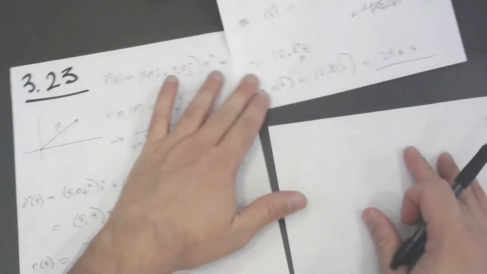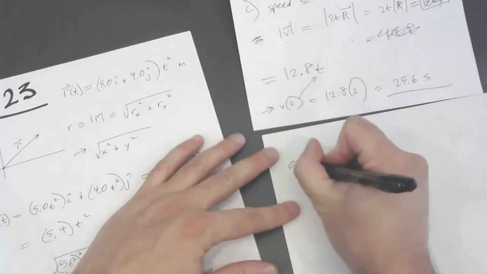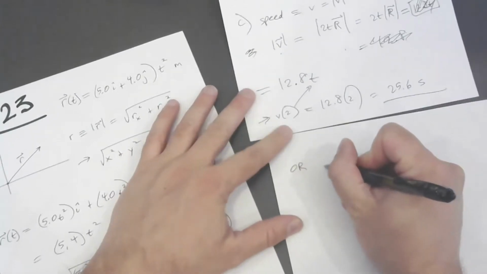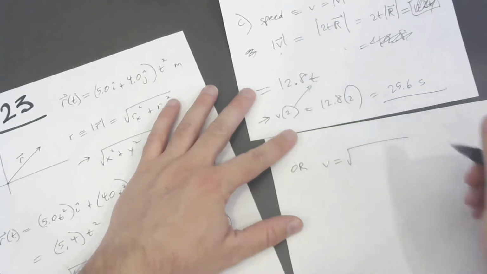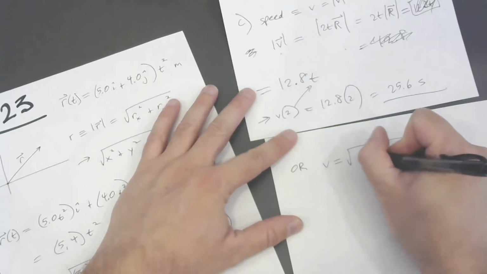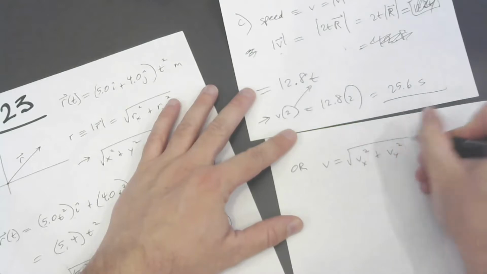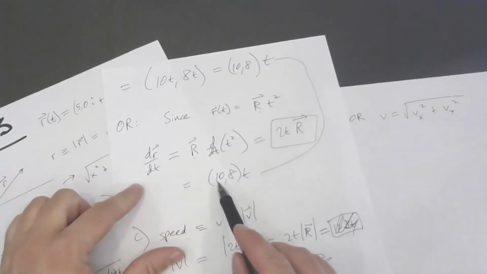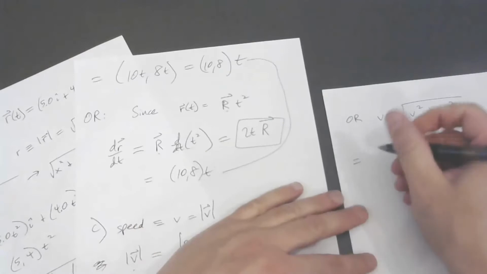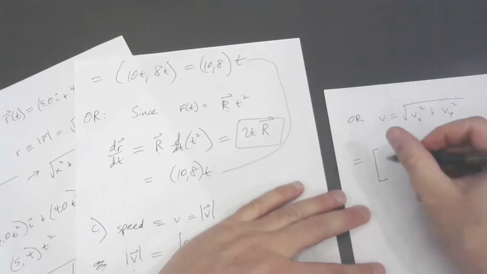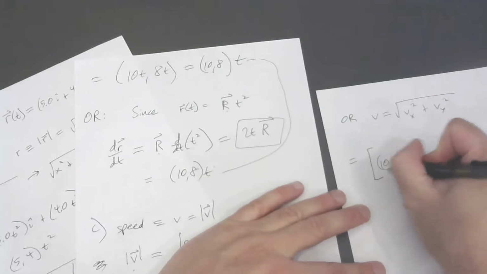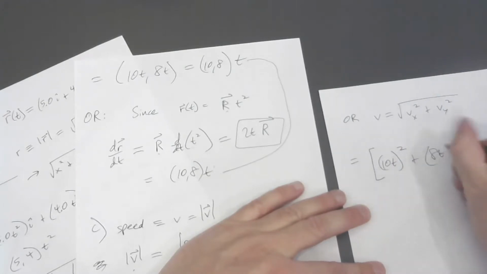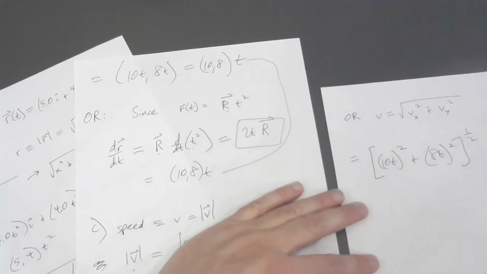All right. And we might as well do this the slightly more cumbersome way. Another way to calculate the function for speed would be: speed is equal to the square root of the, and how about I do it this way? I'll emphasize that we're squaring both components of velocity, adding them up, and then taking the square root. What are the components of the velocity? We found previously that they were 10t and 8t. So that's going to be the square root, and I'll put everything in brackets. That's going to be 10t squared plus 8t squared, all of that to the square root.